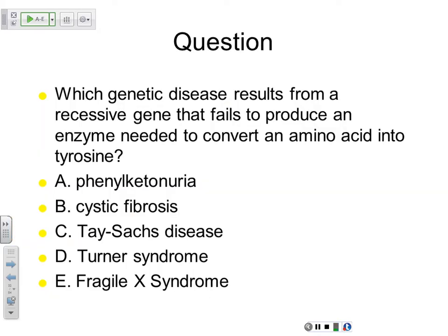All right, very good. Oh, question. I put too many of these things. Which genetic disease results from the recessive gene that fails to produce the enzyme that converts phenylalanine to tyrosine? So it's a single gene disease. Start polling.